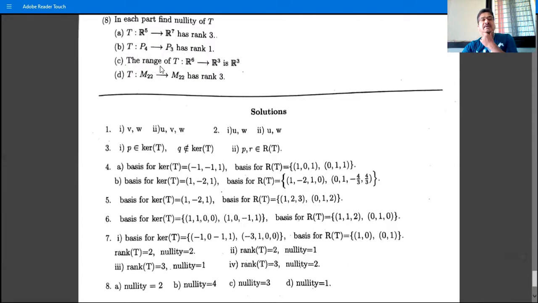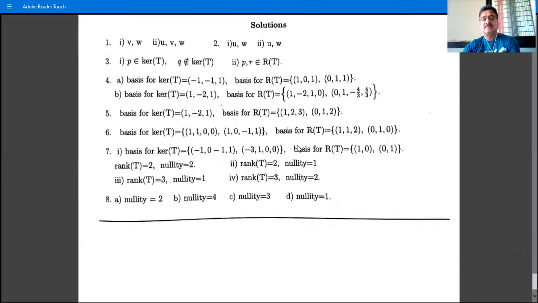That is, the dimension of range of T is 3, means the dimension of range of T is rank of T. So rank of T is 3. We are given indirectly rank of T is 3, because the range of T is R raised to 3, and we have to find the nullity of T. So rank of T plus nullity of T is equal to dimension of R raised to 6, that is the domain, and R raised to 6 has the dimension 6, and so nullity of T is 6 minus 3, that is 3. Answer.